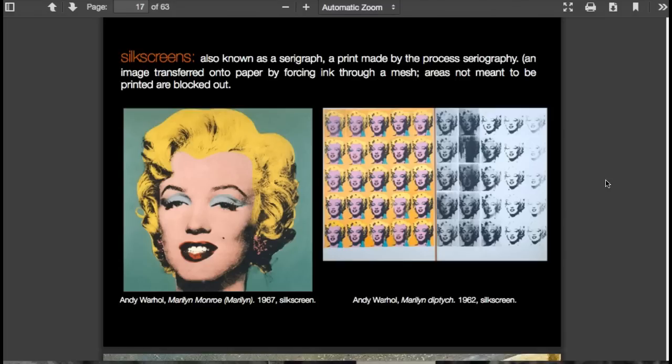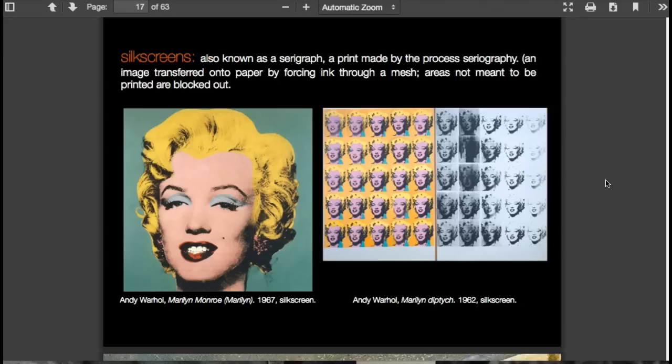You do one color at a time and layer them, and each screen has certain areas cut away where the ink will come through, and other areas where it will not come through, so we can get certain forms and certain colors. And Warhol was a master of silk screens. He used this technique very much in his work, most iconically probably in his Marilyn Monroe images. We have one larger image on the left, and of course he would experiment with the colors, doing some really interesting things with them.